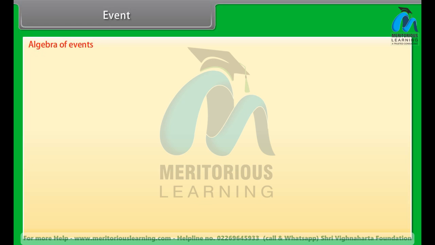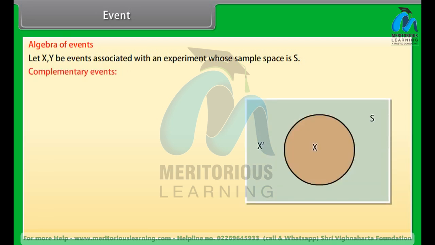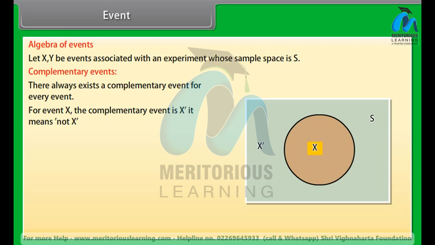Algebra of events. Let X, Y be events associated with an experiment whose sample space is S. Complementary events. There always exists a complementary event for every event. For event X, the complementary event is X dash. It means not X. To understand it, let's take an example. The sample space of tossing 2 coins is S = {HT, TH, HH, TT}.